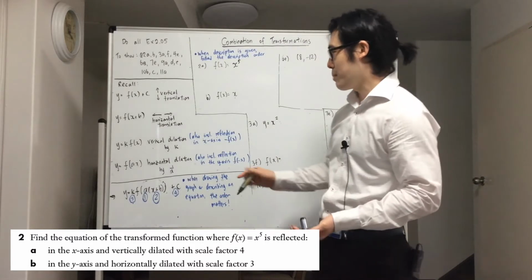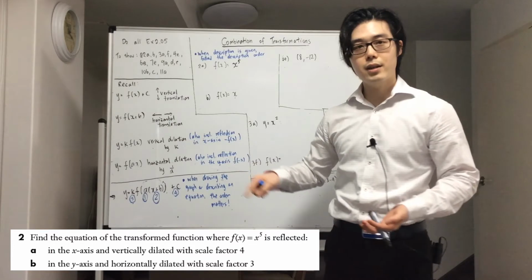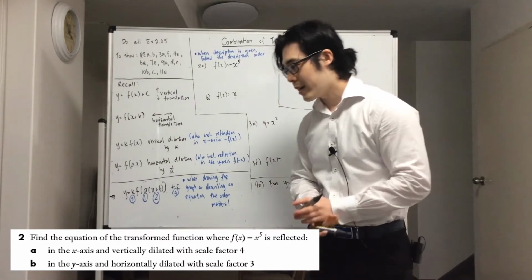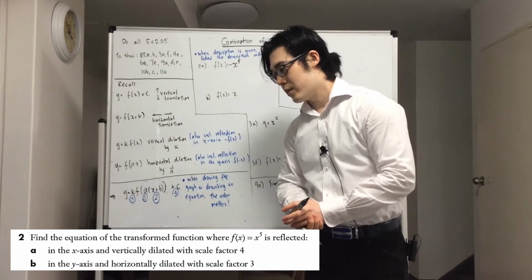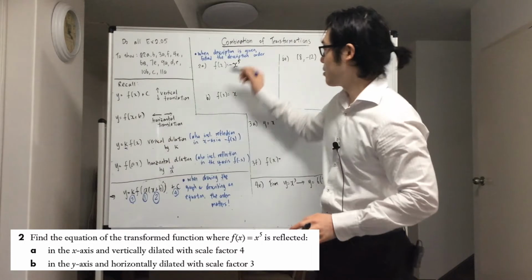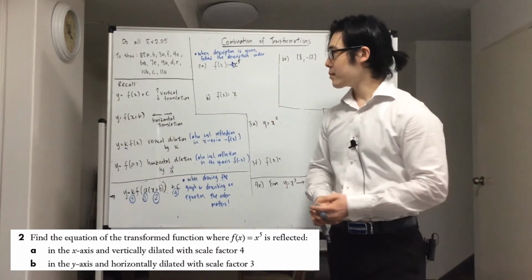So that means, remember, if it's reflected in the x-axis, you just have to put a minus in front because it means it's just flipped upside down. So put a minus in front, and then after that, it says vertically dilated with scale factor of 4. So vertical dilation means you're just putting a number in front. So in this case, it would just be that. So that would be your answer, okay?